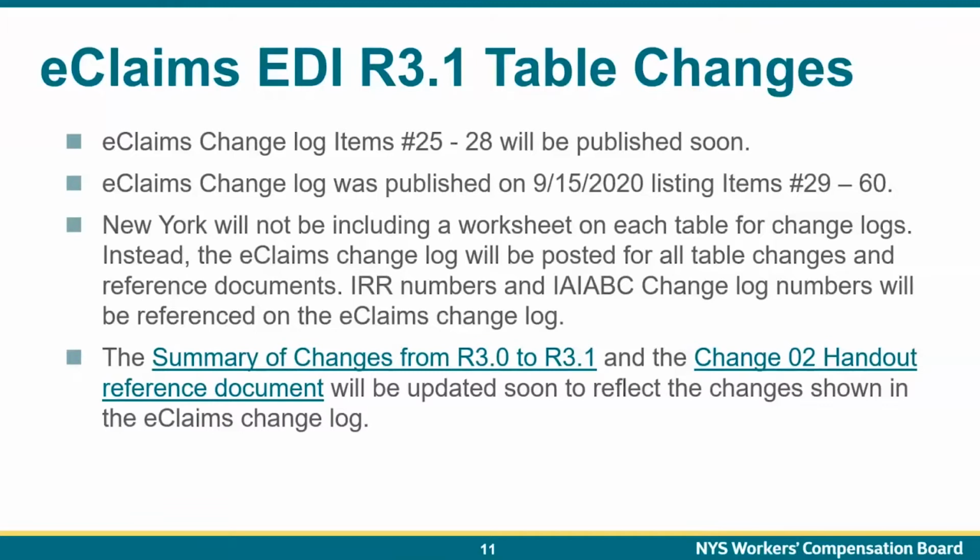These are the first IAIABC changes that we've made to our tables, and we're not going to be including a worksheet on each table for the change logs. The Systems Committee gave jurisdictions the option to either put a tab on each of the tables to notify trading partners of the changes made to the table, or have one eClaims change log that will document all the table changes. And that's what we were doing in 3.0 before Systems Committee came up with this new way of listing table changes for 3.1. So we've taken the option to continue with our one-place eClaims change log, and we will post all table changes and reference documents.